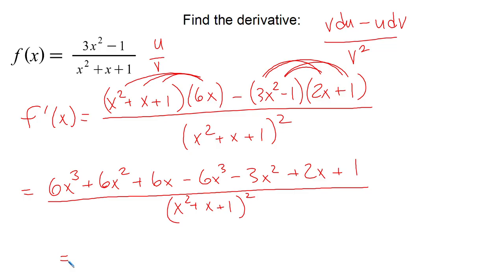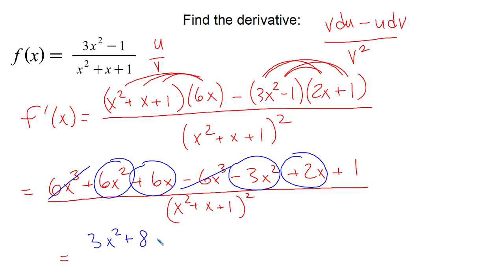All that's left is to combine the like terms in our numerator. We've got a 6x cubed with a minus 6x cubed, so those ought to cancel out. We've got a 6x squared with a minus 3x squared, so that ought to be 3x squared. We've got a 6x with a 2x, that ought to be 8x. And lastly, we've just got the plus 1, and it's all over x squared plus x plus 1 squared.